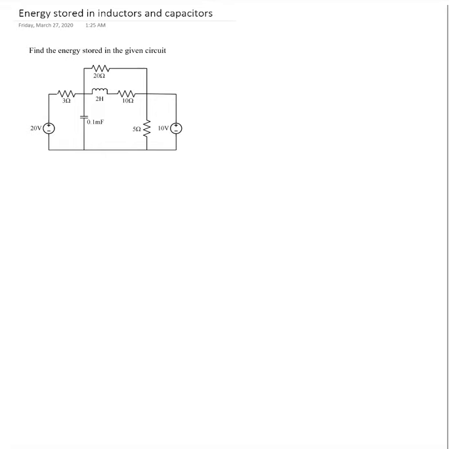In this example, we're going to find the energy stored in the circuit. We know that a resistor converts electrical energy into heat or light energy, while a capacitor stores energy and an inductor stores energy. So we are trying to find the energy stored in this inductor and in this capacitor. What is the formula for energy stored?